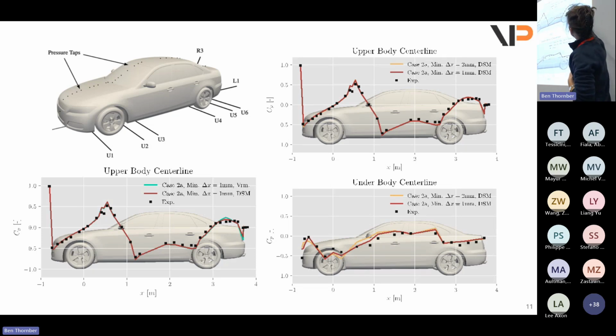This is 2 millimeter and 1 millimeter dynamic Smagorinsky. On the upper body center line, there's no difference between 2 millimeter and 1 millimeter. On the bottom, where the geometry is a bit more complicated, there are differences. You actually gain something with the 1 millimeter here. You're getting more accurate, although somehow the resolution got destroyed. But I think in the uploaded version of these charts, that'll be more clear.